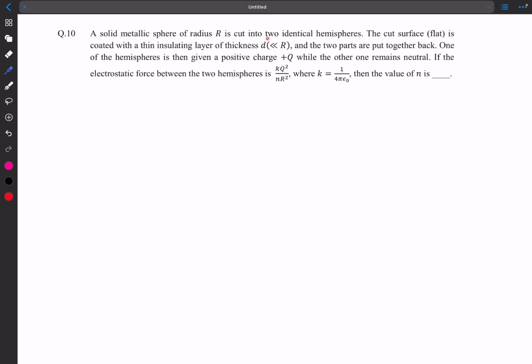So in this question, we have a metallic sphere whose radius is r, and it's cut into two identical hemispheres, and the cut surface is coated with a thin insulating layer of thickness d, which is negligible in comparison to the radii of the sphere. And the two parts are then put back together. One of the hemispheres is then given a positive charge of plus q, while the other one remains neutral. Okay, so then we have to comment on the electrostatic force between the two hemispheres.